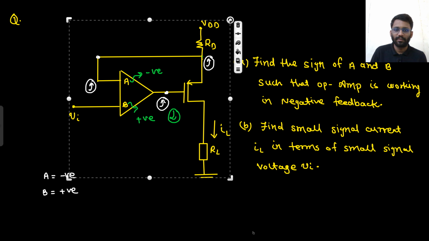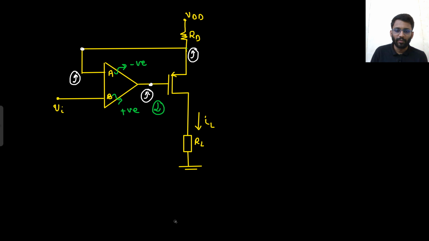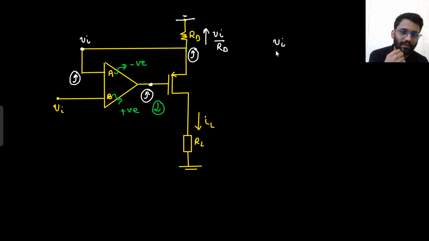Let's just copy it. Because they asked for the small signal current, this DC bias will be shorted. This DC bias is shorted. So if this is Vin, what will be the current here? Vin by RD. Now this Vin by RD current is equal to minus of IL.